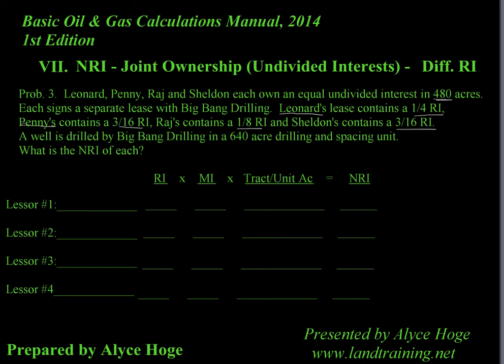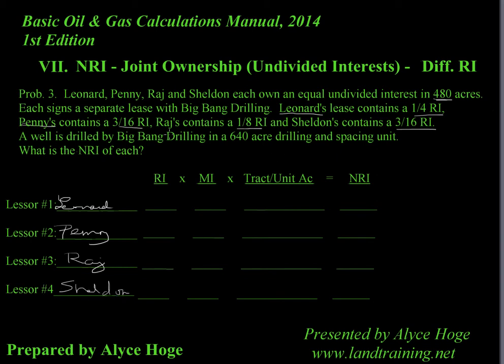So first thing it wants you to do is to fill out lessor number 1. This is going to be easy because we know lessor number 1 is Leonard. Lessor number 2 is going to be Penny. And then Raj is number 3. Sheldon is number 4. Okay.